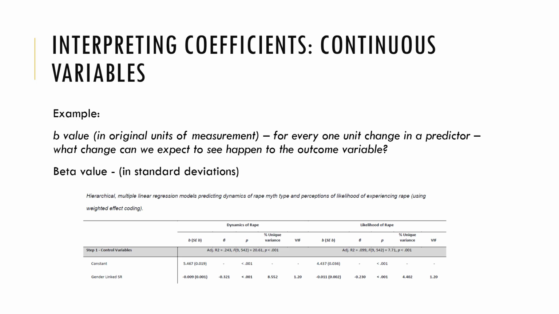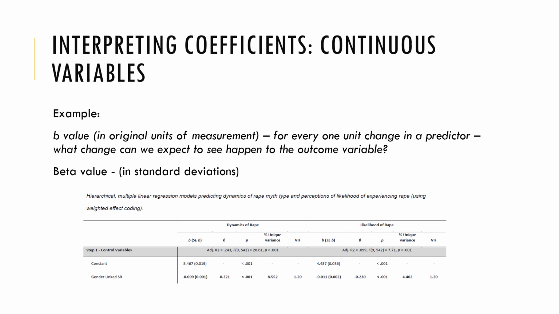Okay, so what does that all mean? How do I really interpret a b-value or a beta value? What does it mean in practice? I've already said that a b-value represents the original units of measurement. A beta value represents the standard deviations or standard units. So what a b-value tells us is, for every 1 unit change in a predictor in the way it was originally measured, what change could I expect to see happen to the outcome variable as it was originally measured?